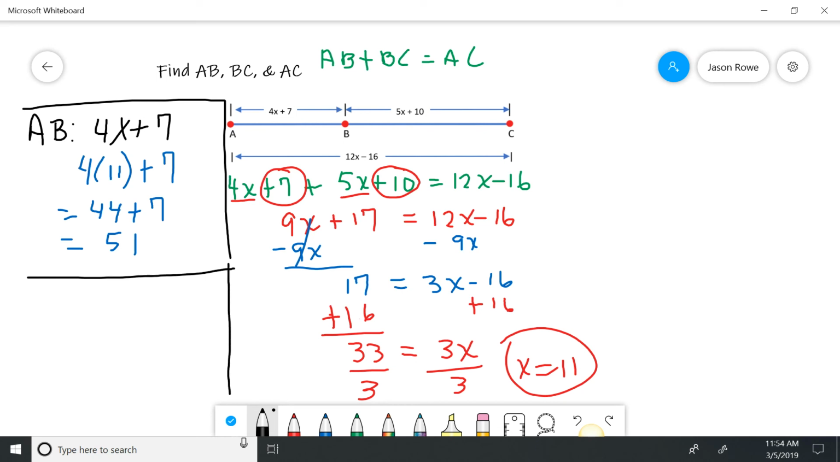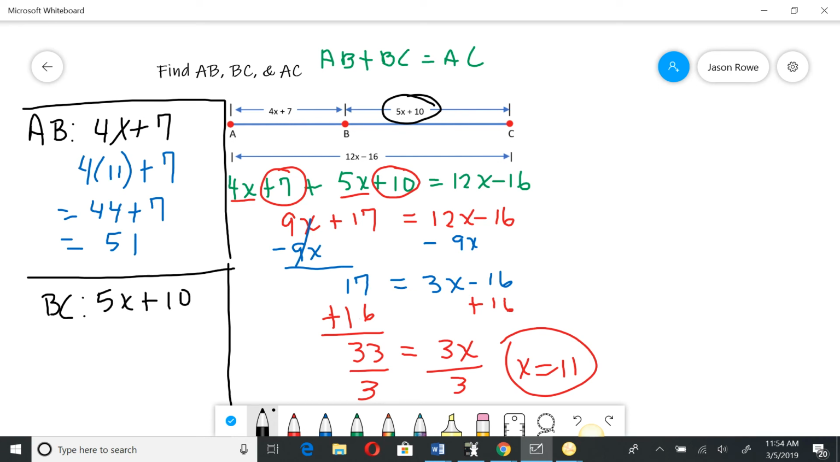Next, we're going to find BC. Okay, BC, 5x plus 10. Again, replace x with 11. 5 times 11 is 55. 55 plus 10 is 65.